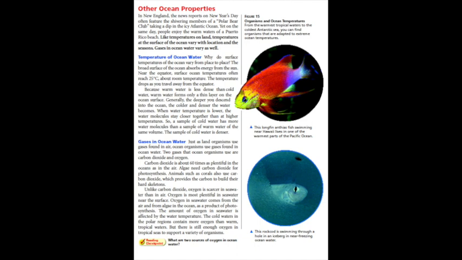Temperature of ocean water. Why do surface temperatures of the ocean vary from place to place? The broad surface of the ocean absorbs energy from the sun. Near the equator, surface ocean temperatures often reach 25 degrees Celsius, about room temperature. The temperature drops as you travel away from the equator. Because warm water is less dense than cold water, warm water forms only a thin layer on the ocean's surface.